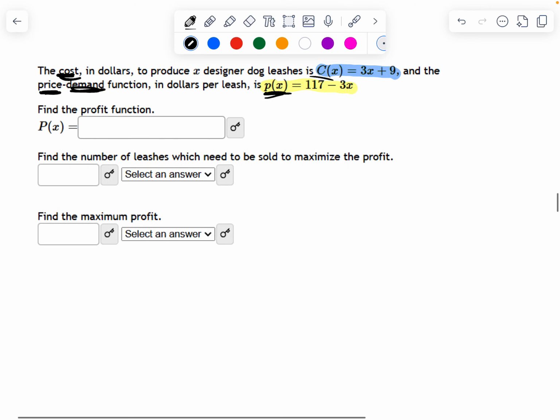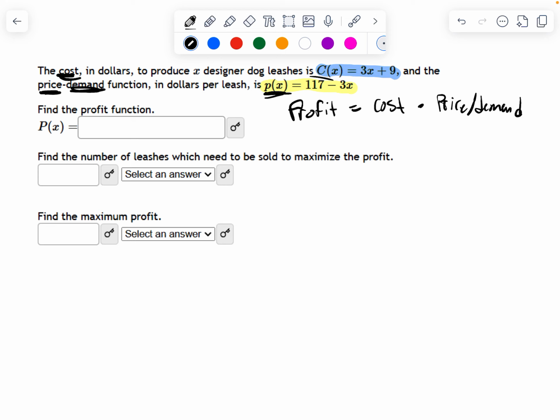How to find the profit here is that when your price and demand is rolled into one function, you can find your profit by taking the cost times the price demand function. When those two are together, you can just multiply them and you'll find your profit all in one go. So all we need to do is take our two binomials. We have our 3x plus 9 times our 117 minus 3x. And whatever you get from this multiplication is going to be the function for our profit.